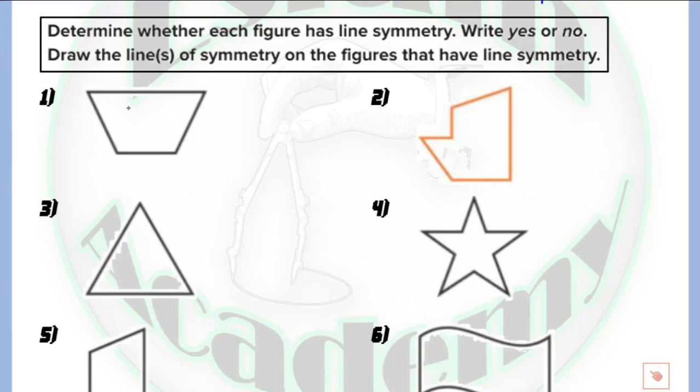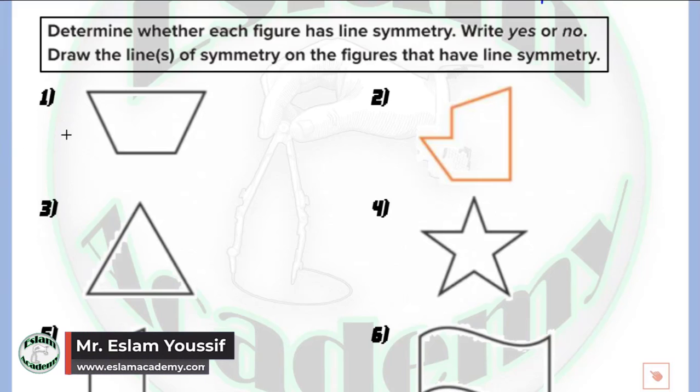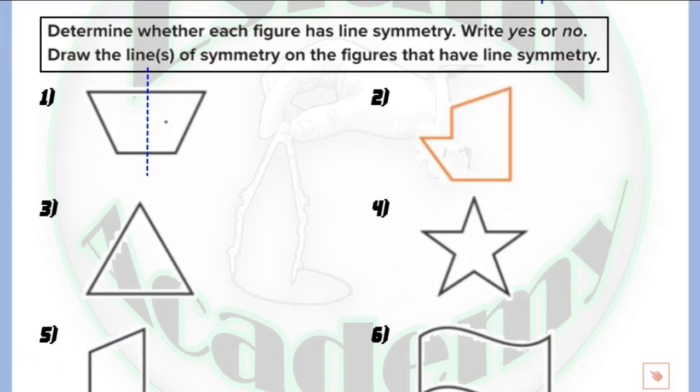You will find that in question number 1, we have a trapezoid. We can divide it from the middle. If you divide it from the middle, this line will be a line of symmetry because the part which lies at the left will be the same as the right. So we have here a line of symmetry.